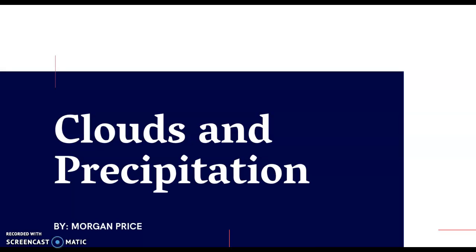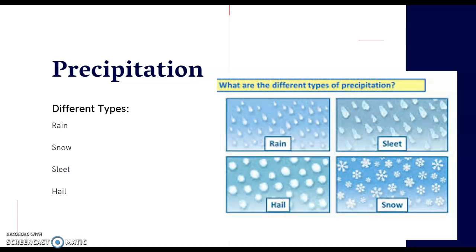This video will be over 3 different topics within clouds and precipitation. First is precipitation. Precipitation is water that falls to Earth's surface in 4 different forms. These are rain, snow, sleet, and hail.